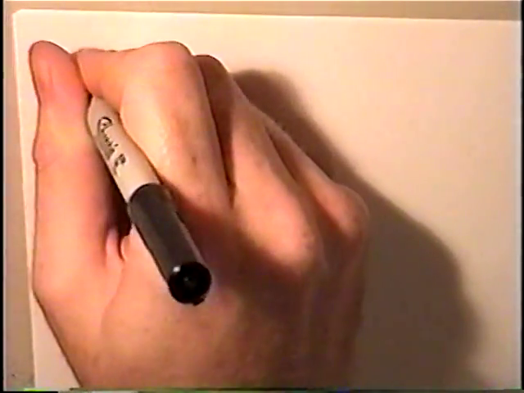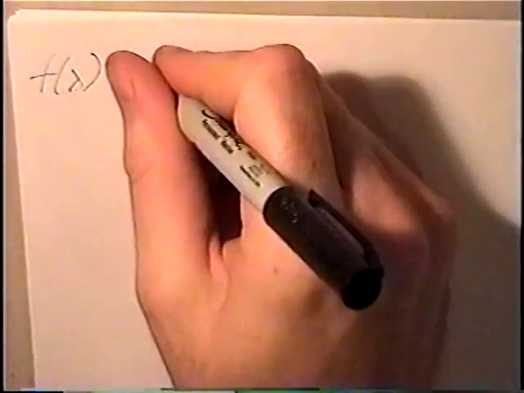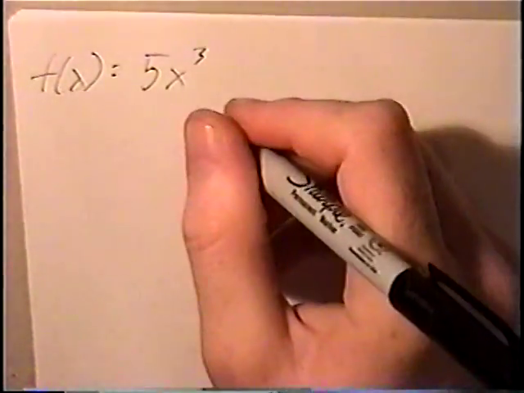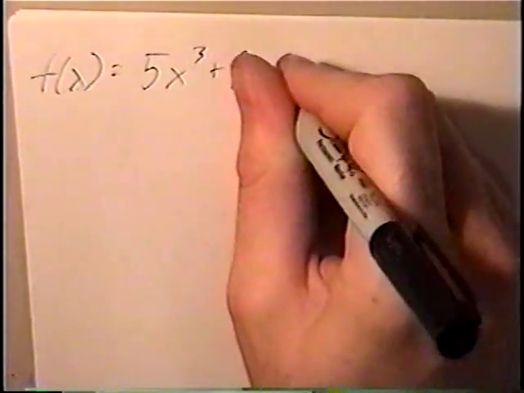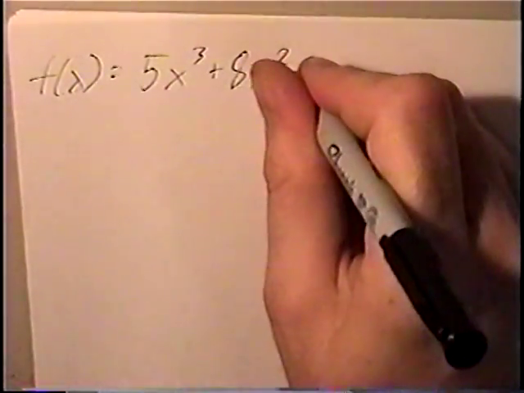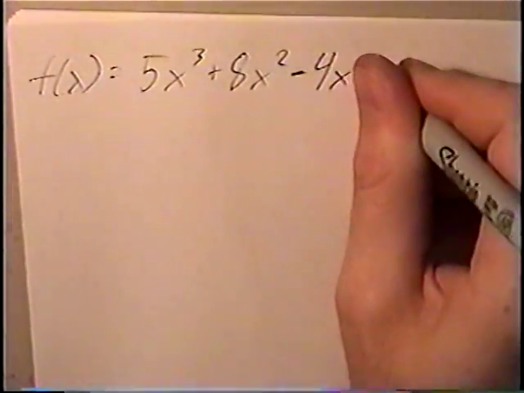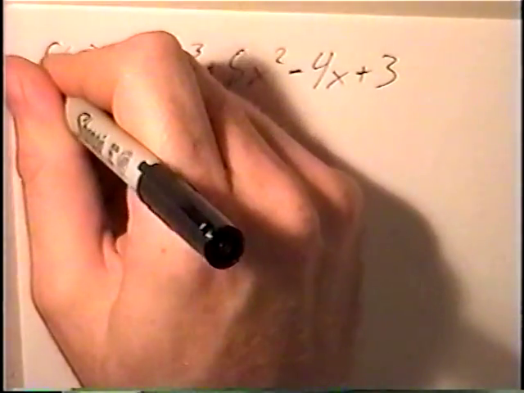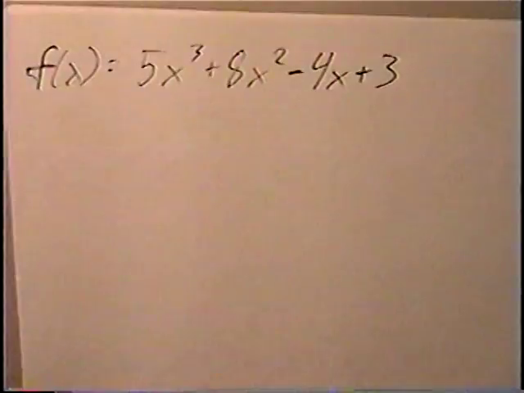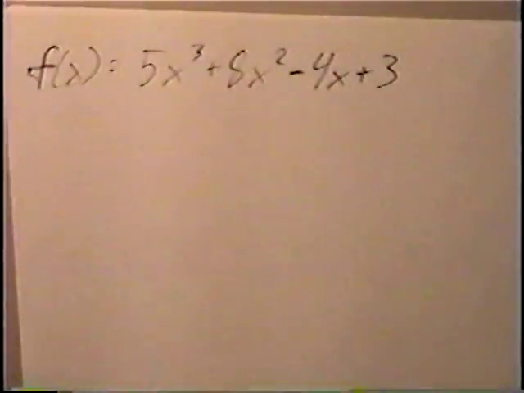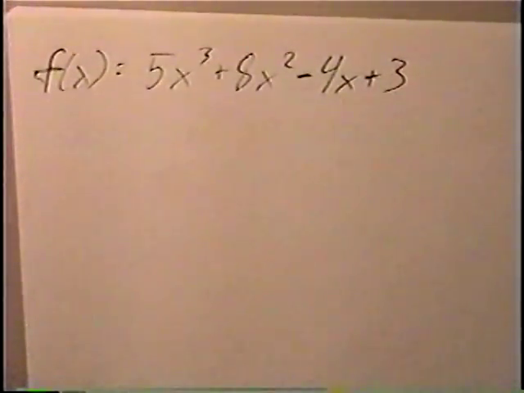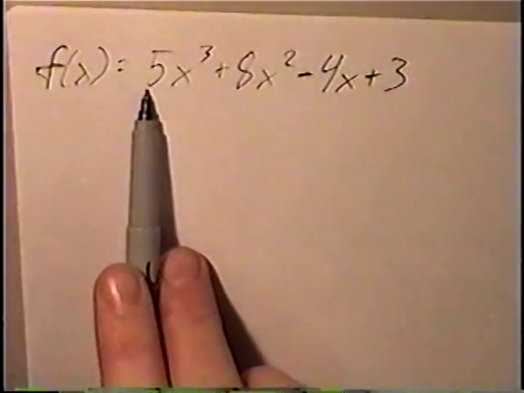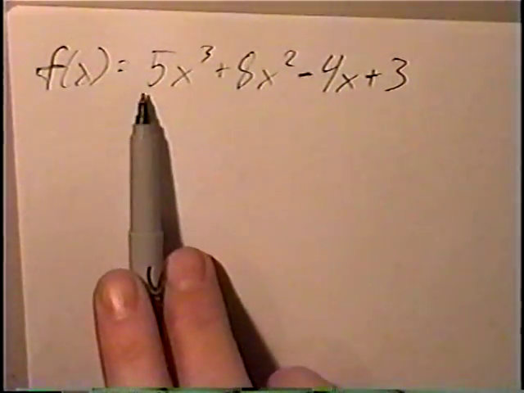First equation we'll look at to find the number of positive, negative, and imaginary zeros is f of x equals 5x cubed plus 8x squared minus 4x plus 3. So again, we'll take this function, f of x, and we'll find the number of positive zeros, negative zeros, and the imaginary zeros. For the definition, we'll look at the sign changes.